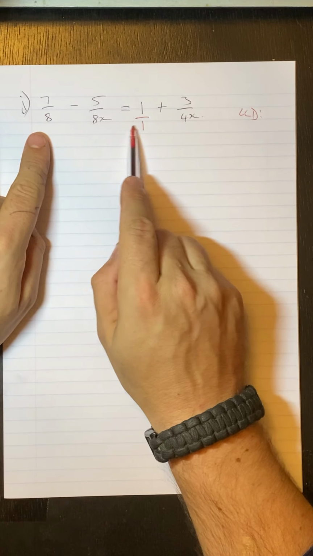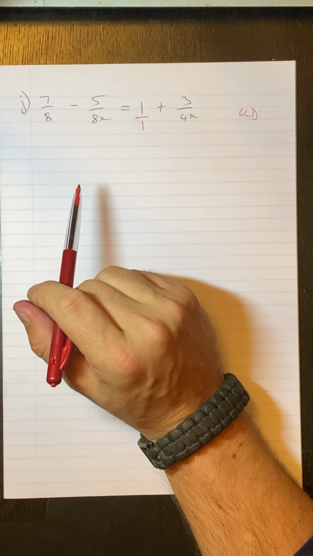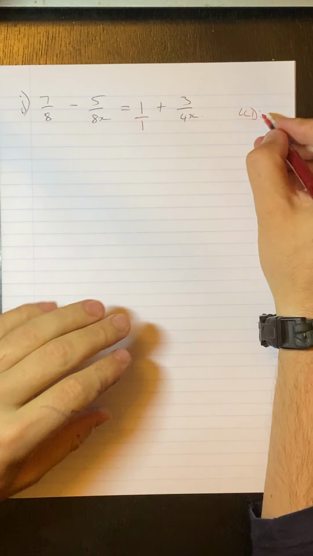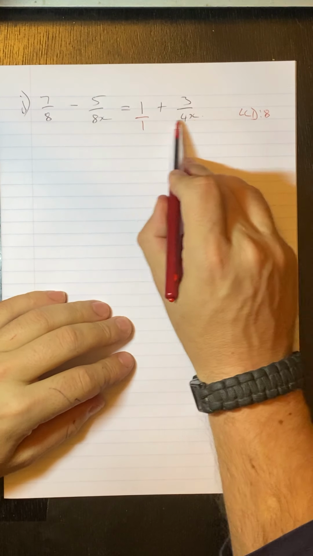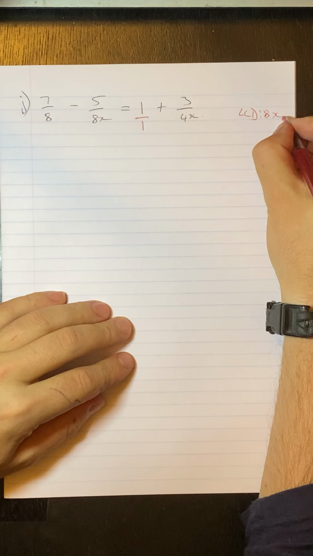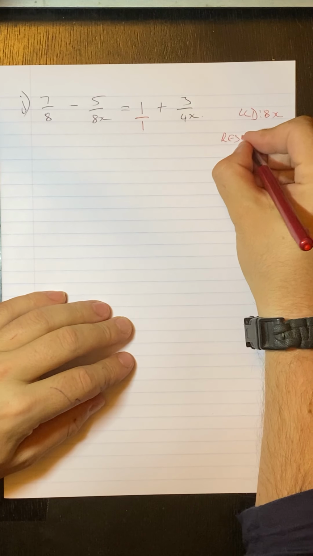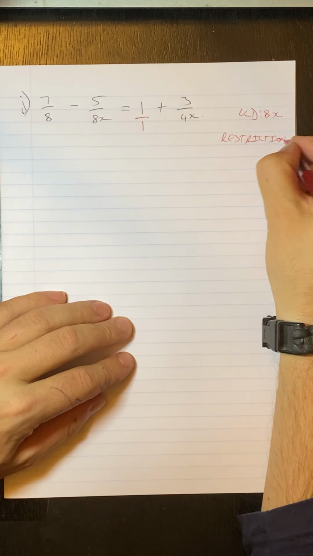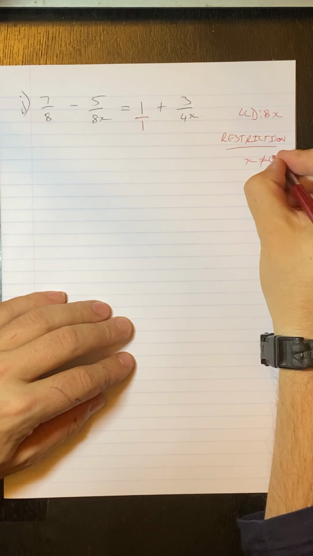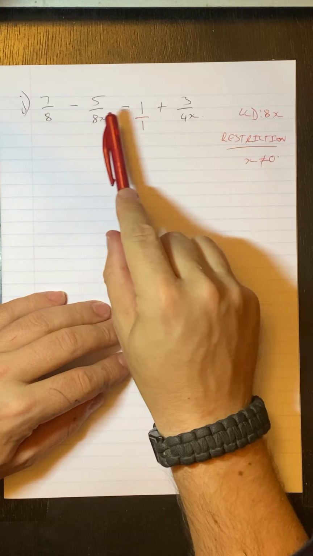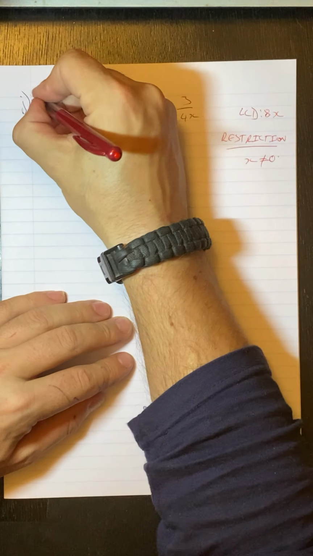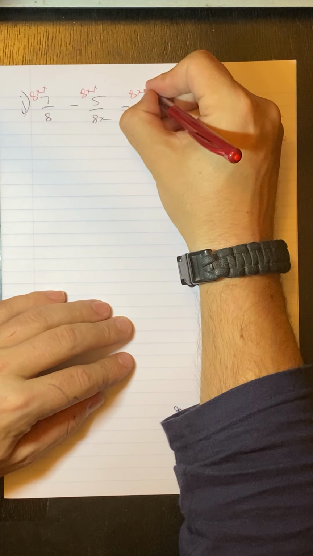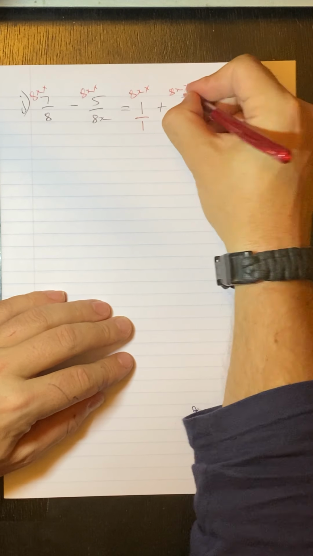Numbers first, 8, 8, 1, 4. So what is the lowest number that 8, 1, and 4 go into? It is 8. Has an x, so we need that x. Restrictions. X cannot be equal to 0. Okay, I'm going to multiply each term by LCD. So we get 8x times, 8x times, 8x times, and then 8x times.